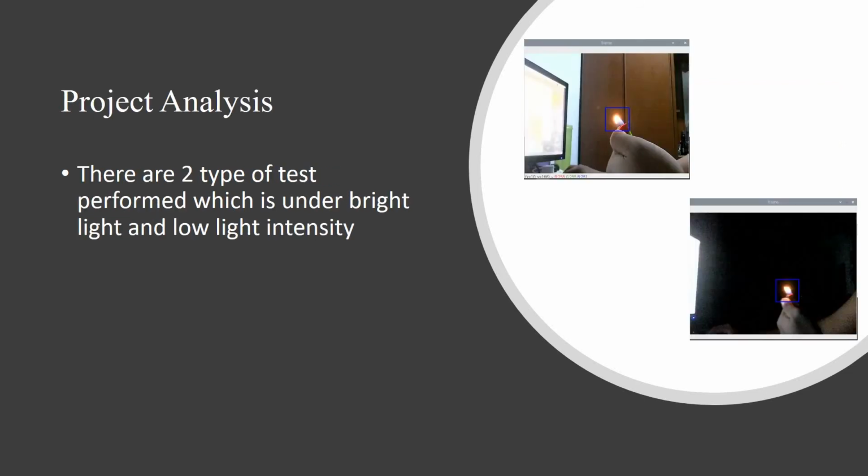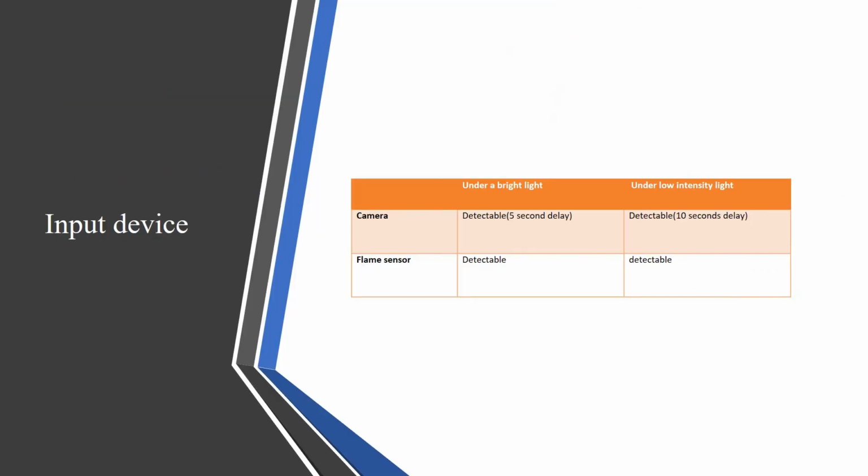So we proceed to the project analysis. For this test, I proceeded with two types. I tested under bright light and low intensity light. So this is how my project performs. Under the bright light, the camera detected the fire, but with a 5 second delay. Under low intensity light, the camera can also detect, but with a 10 second delay.